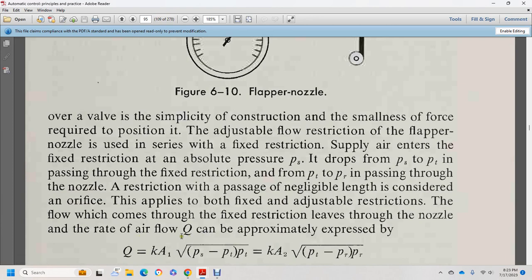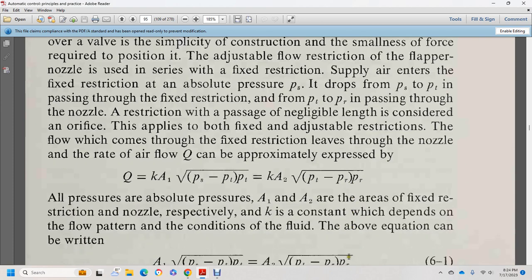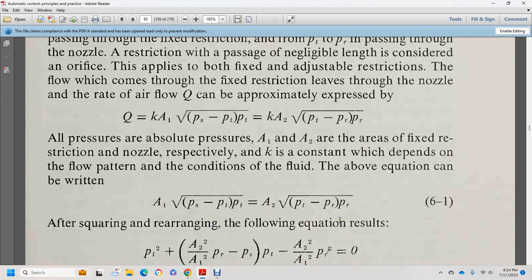The rate of air flow is approximately measured as Q equal to K times A1 over the square root of P1 minus P2 times P2, or KA squared equal to the square root of PT minus PR times PR. All pressures are absolute pressures, and A1 and A2 are the areas of the air fixed orifice and the restricted nozzle respectively, with K a constant that depends on the flow pattern and the condition of the fluid.